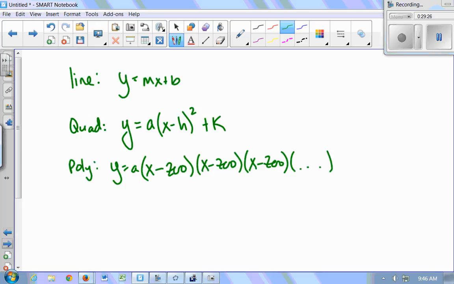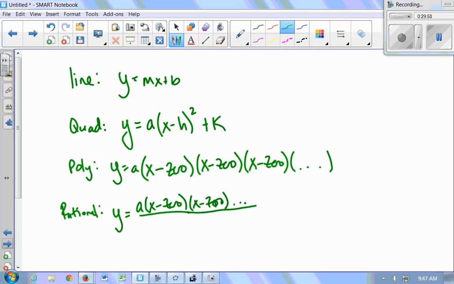Rational and exponential. So let's see, rational. Rationals are trickier, but it's basically going to look like a fraction. And then in your numerator, you're going to have x minus zeros. And in your denominator, you're going to have x minus vertical asymptotes.